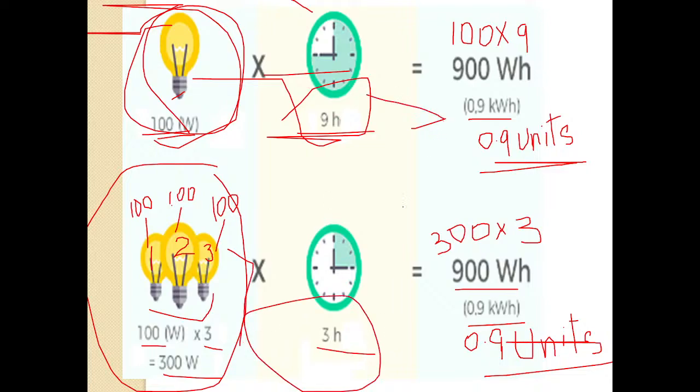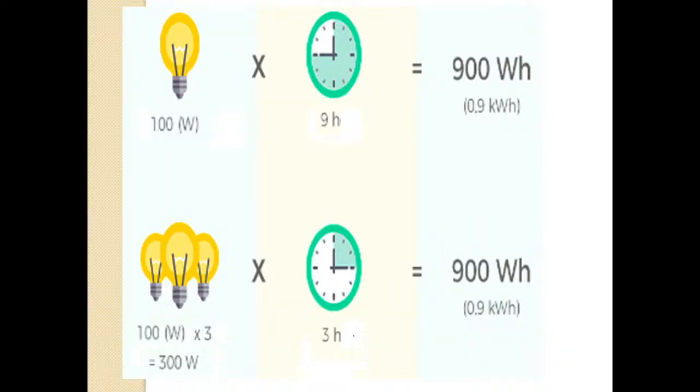So the amount of energy consumed by these 3 lamps and the amount of energy consumed by the single lamp are the same. So it depends on how many hours the electrical goods have been operated. You can see the same amount of electrical energy has been consumed by the single lamp as well as 3 lamps. Why? Because the number of hours operated by the single lamp is more when compared to the number of hours operated by these 3 lamps.